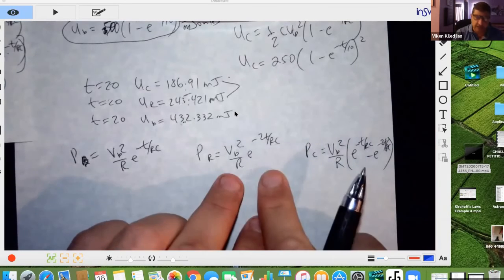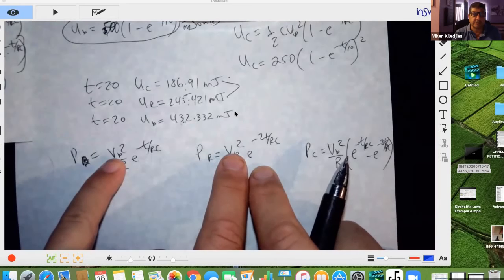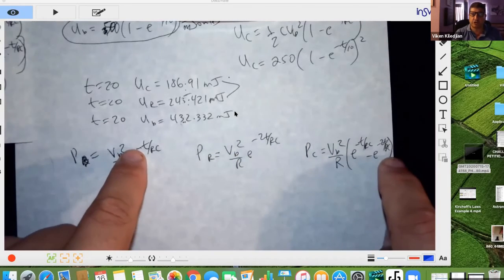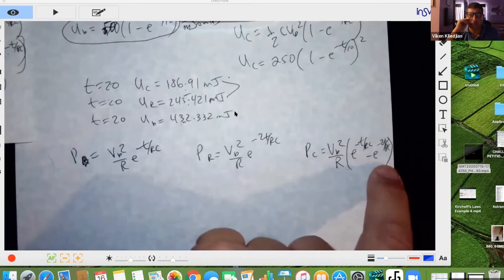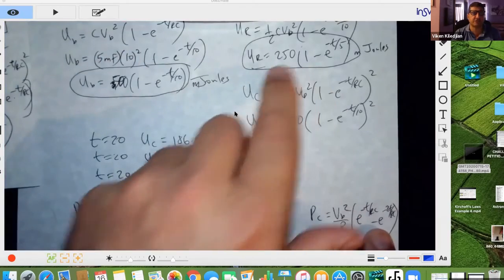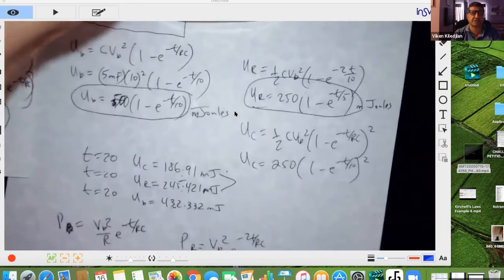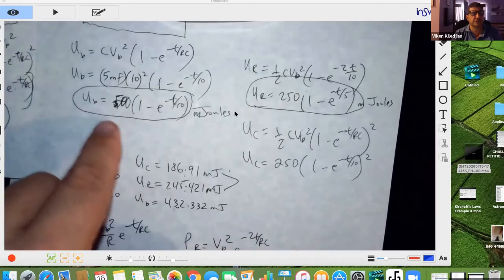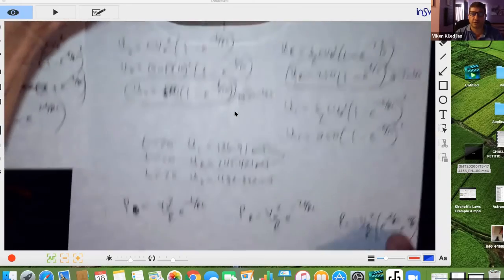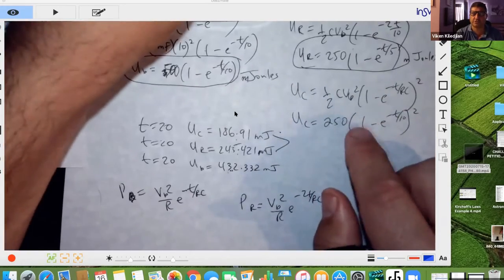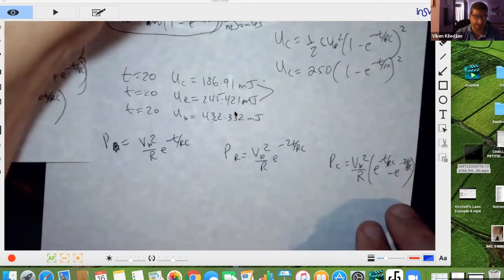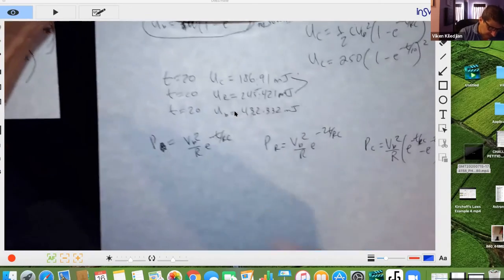Essentially, once you know any two of them, you can subtract one from the other and get the third, so you don't necessarily have to derive it. There are two ways to get this: either differentiate the energy function of the capacitor, or just subtract these two to get that. Okay, so what would that be here?